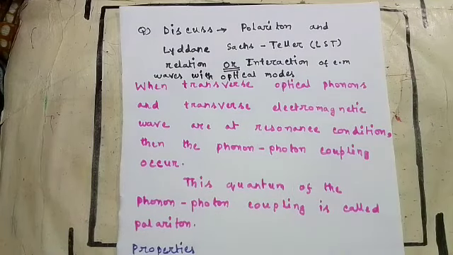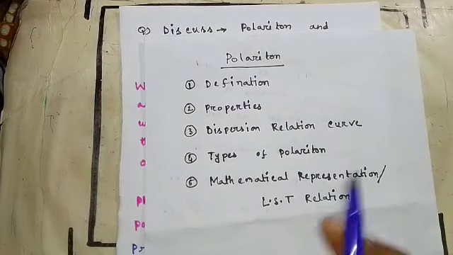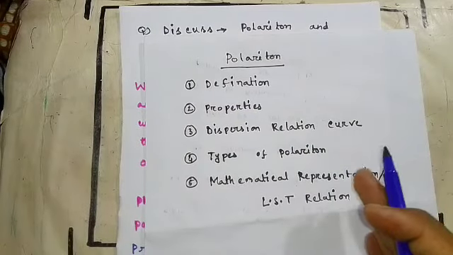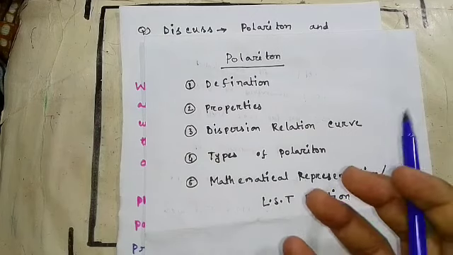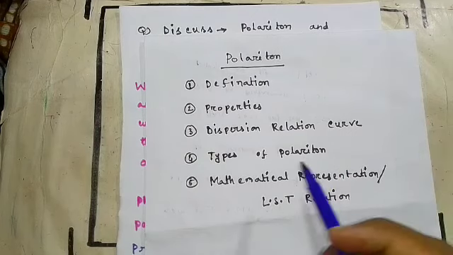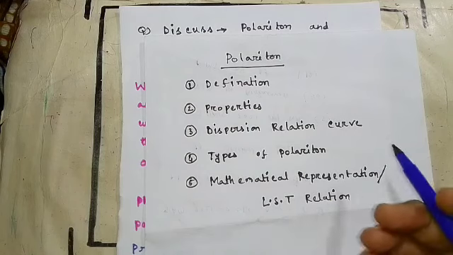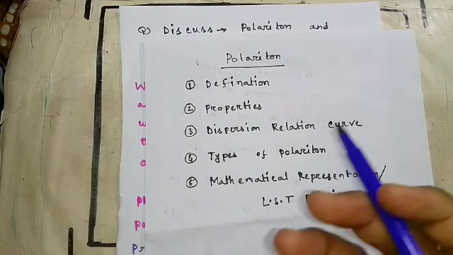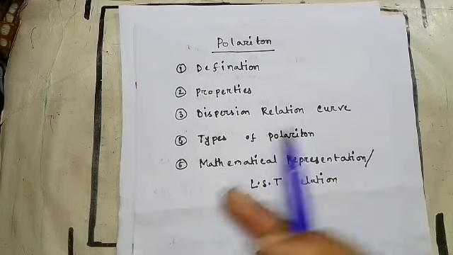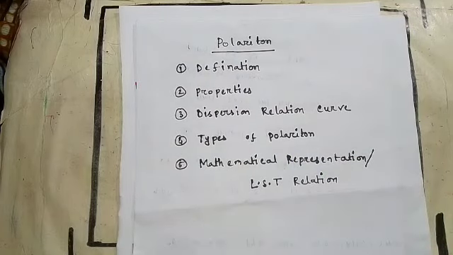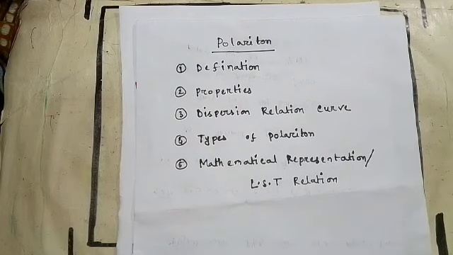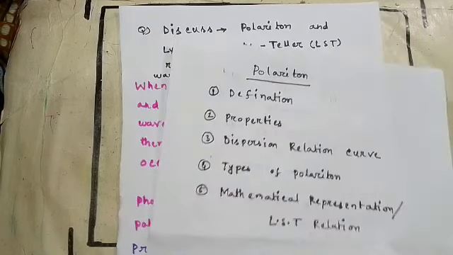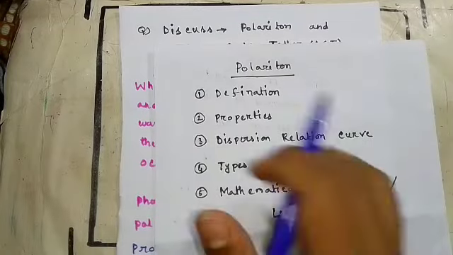So in this banner of polariton, first I will discuss the definition of polariton, then some properties of polariton, then the dispersion relation curve of polariton, and the types of polariton. Lastly, I will discuss the mathematical representation of polariton, or we can say the LST relation. So what is polariton?